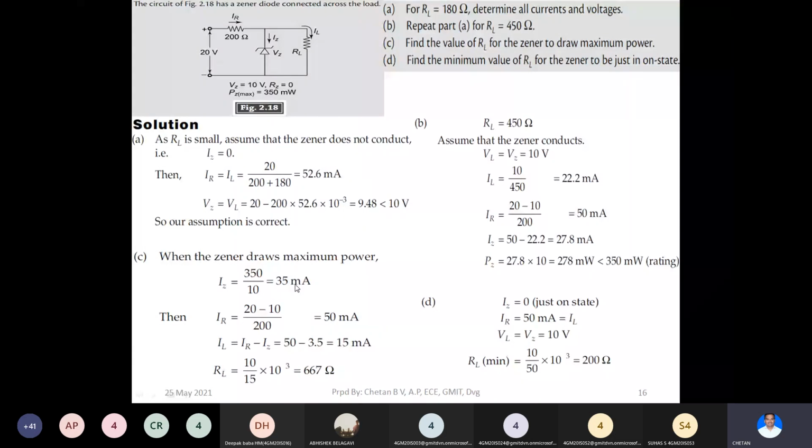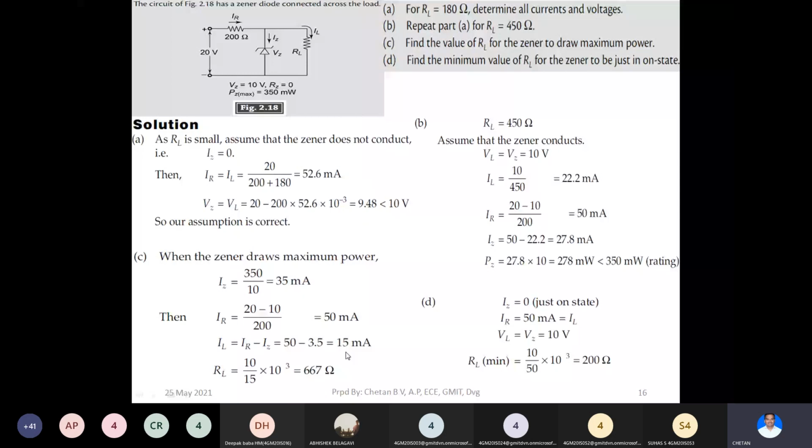Once you get this, you have to calculate the IR value. This point is at 10 volt because voltage across this is 10. So this point is at 10, this point is at 20. Therefore, IR is equal to 20 minus 10 divided by the resistance 200, which is 50 milliampere. In part B also, the value of IR is the same, constant. Then using the equation IR equals IZ plus IL, you can find out IL. So IL will be IR minus IZ. Therefore, it comes down to 15 milliampere.